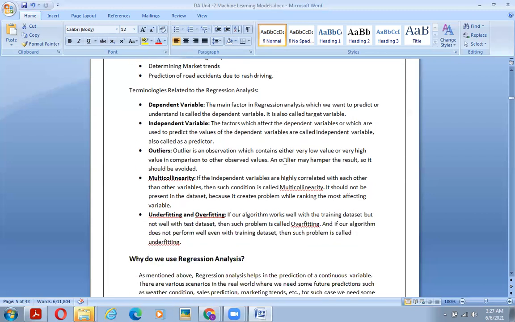Next, what are the terminologies related to regression? We have dependent variables. The dependent variable is the main factor in regression analysis which we want to predict or understand. It is also called the target.